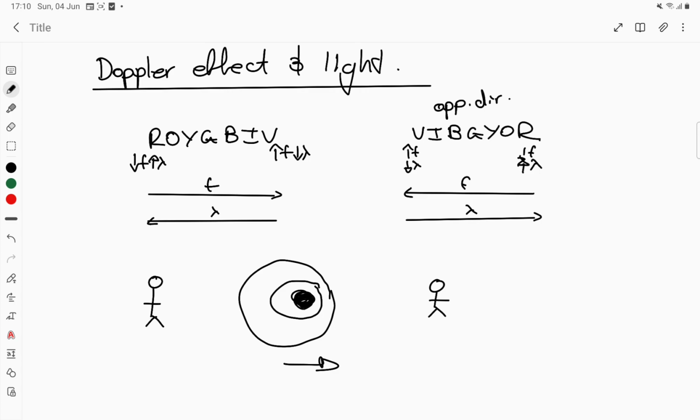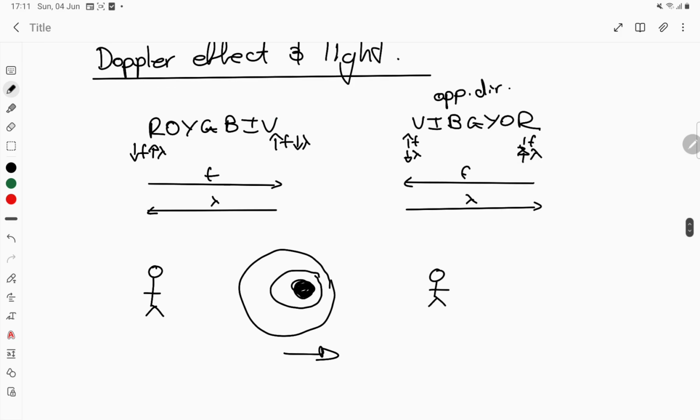So if you know that violet has the highest frequency, then you know it has the lowest wavelength, and therefore red will have the lowest frequency and the highest wavelength. So if you just know one of these, like a red wave, then the rest you can just figure out.